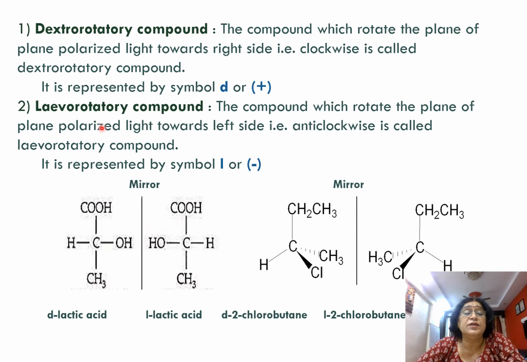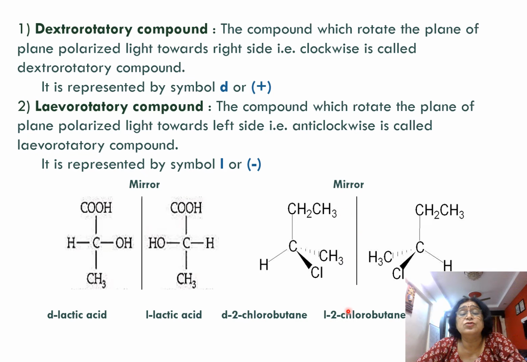And these dextrorotatory and levorotatory compounds are non-superimposable mirror images of each other. For example, if you take lactic acid, this carbon of the lactic acid is a chiral carbon because 4 different groups are attached to it, and when you see the mirror image of it, it forms a non-superimposable mirror image. That means these are optical isomers and they show optical activity. One of them is known as dextrorotatory lactic acid and another one is known as levorotatory lactic acid. Here another example is 2-chlorobutane.